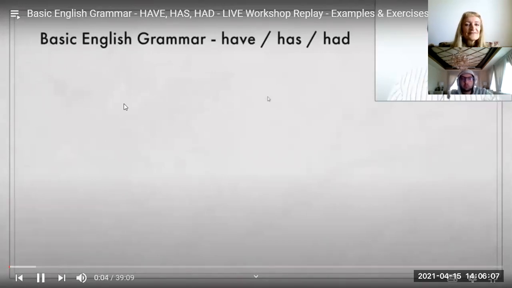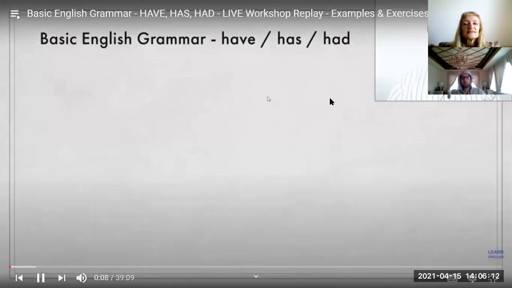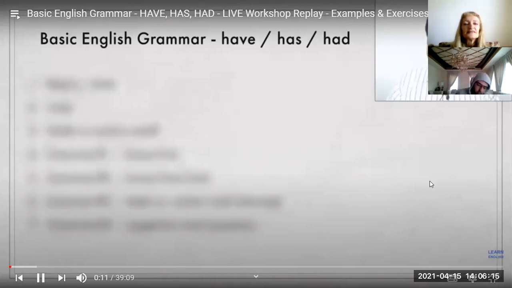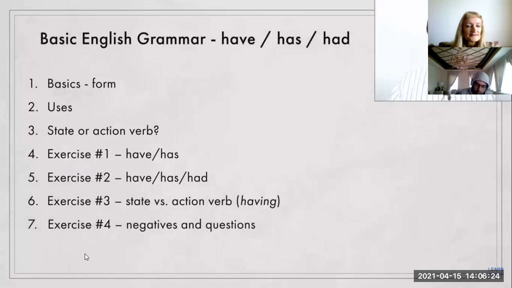Welcome back to another live workshop. In this lesson, I'm going to teach you how to use have, has, and had correctly. So here's the plan for this lesson. We will start by talking about the basics of form, that is, how to choose between have, has, and had for different subjects. Then we'll talk about the uses of the verb have, and then we'll discuss how to decide if the verb have should be used as a state or an action verb in a sentence. That is, where you can use having, the ing form, correctly.